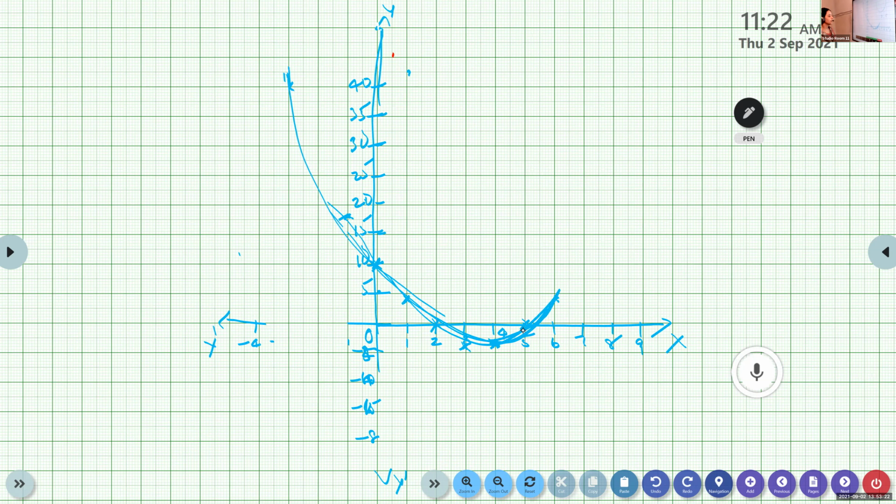Actually, we have learned how to find the zeros by splitting the middle term, factorization and all. Here we are doing this as a lab activity. We draw the graph, and from the graph, we find out the zeros. Zeros are the points where the graph cuts the x-axis. Here it cuts the x-axis at 2 points, 2 and 5. So 2 and 5 are the zeros.